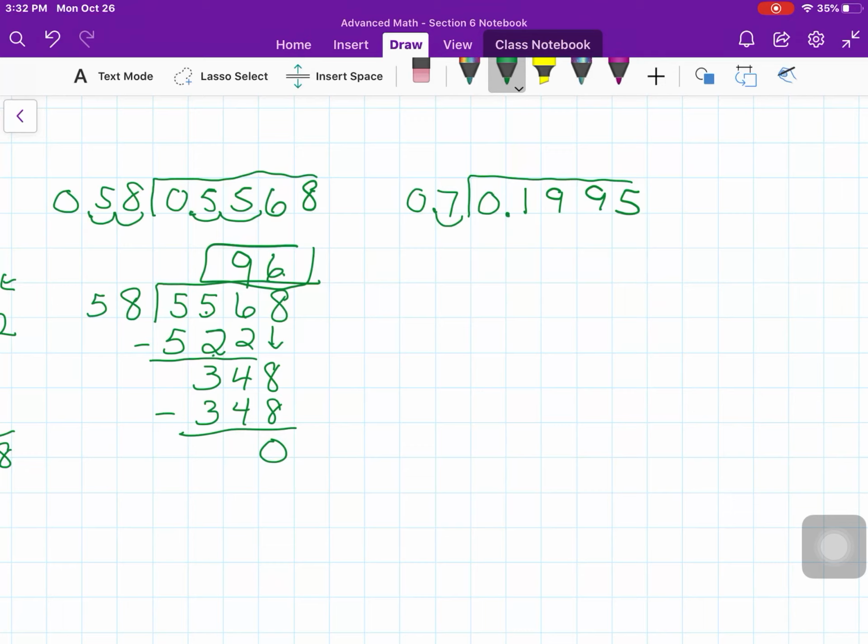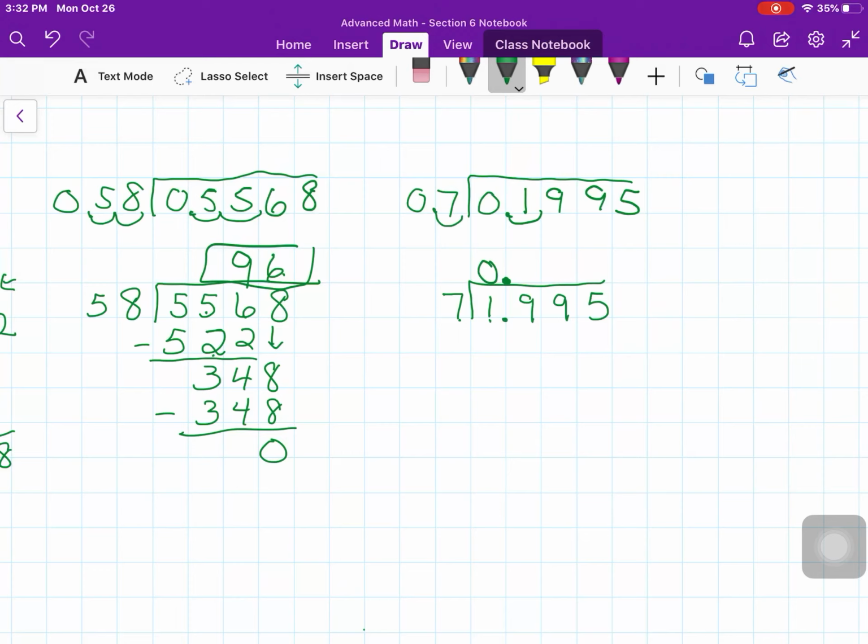So we move it 1 place to the right or multiply it by 10. We do the same on the inside because we have to keep it uniform. Let's rewrite it and clean it up a little bit. This becomes a 7 as the divisor, and inside it now becomes a 1 and 995 thousandths, excuse me. Now we have a decimal in our dividend. We're going to put that straight up in our quotient right away.